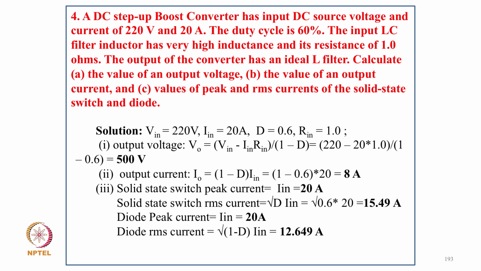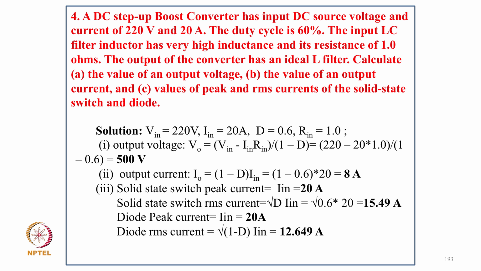Coming to problem number 4: a DC-DC step-up boost converter has an input DC voltage and current of 220 volt and 20 ampere. The duty cycle is 60%. The input LC filter inductor has very high inductance and its resistance is 1 ohm. The converter has an ideal output. Calculate the value of output voltage, the value of output current, and the values of peak and RMS current of the solid state switch and diode.